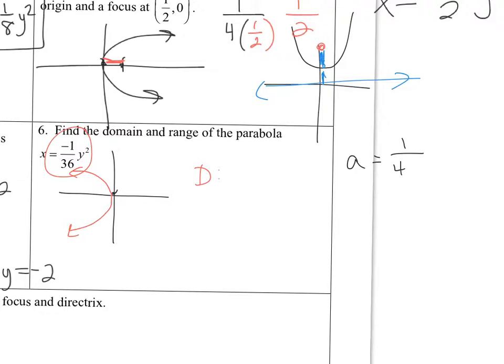So domain is going to be all the x values. So all the x values are going from -infinity and stopping at 0 and including 0. So you could write it like this, in interval notation, or you could write it as x is less than or equal to 0. In the range, it's going on infinitely up and down, so the range is going to be all real values.